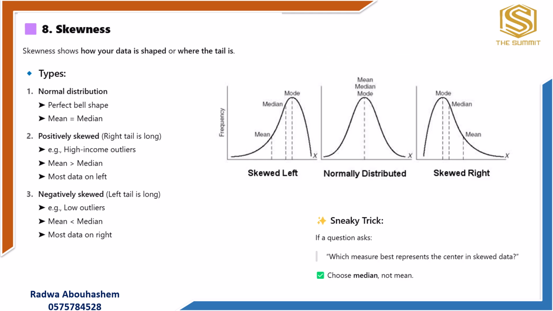The skewness shows how your data is shaped, or where the tail is, or how your data deviates from the normal distribution.